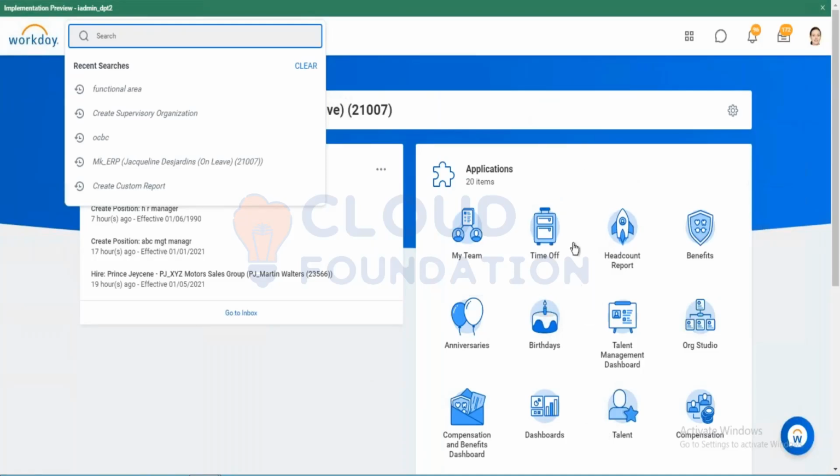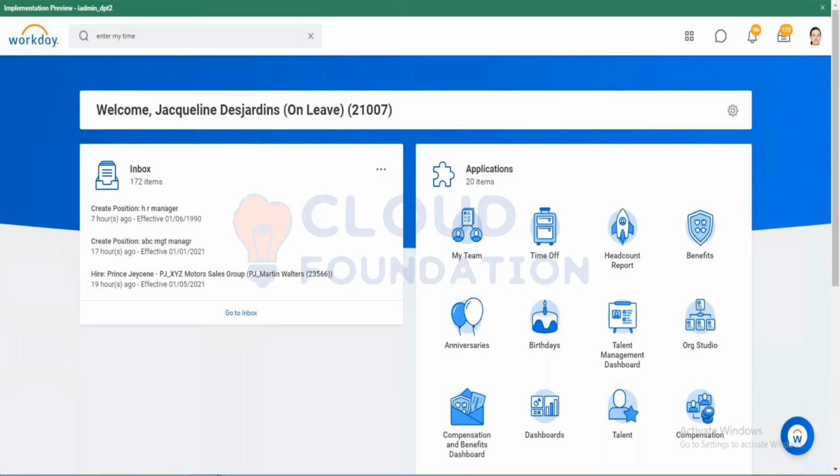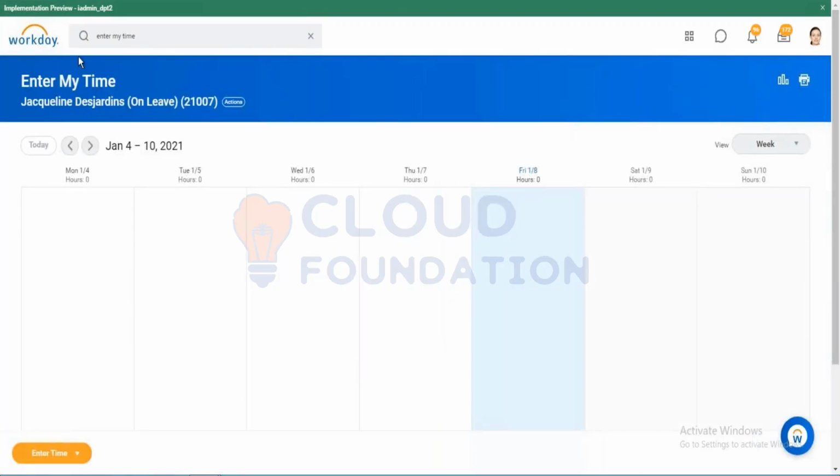or the company doesn't want to give it on the dashboard, then what you would be doing is you need to go over here and click Enter My Time. A task would pop up, and this is a basic time card where an employee fills the time card on a weekly basis, and then those hours get transported to your payroll. This is the first thing that an employee needs to do.